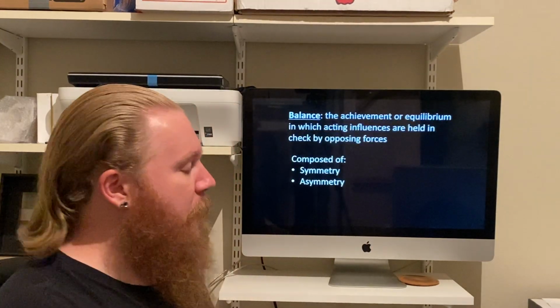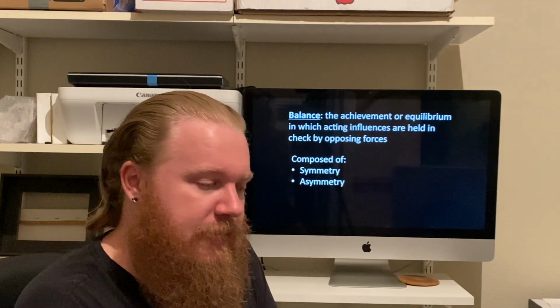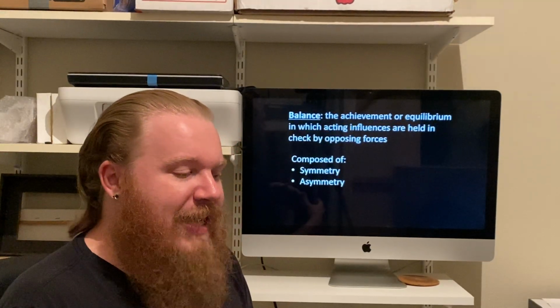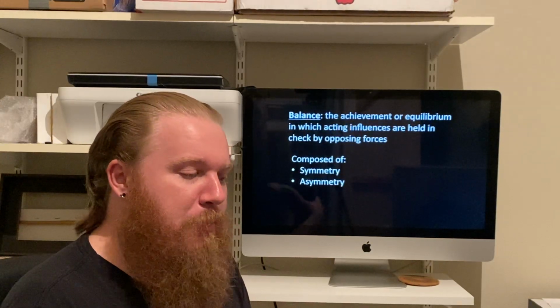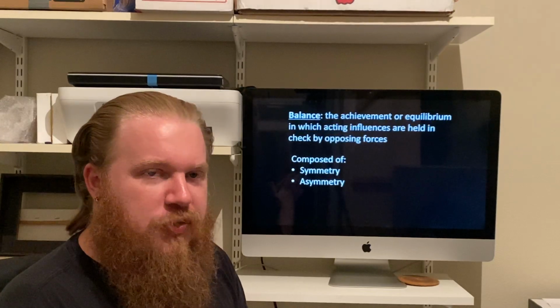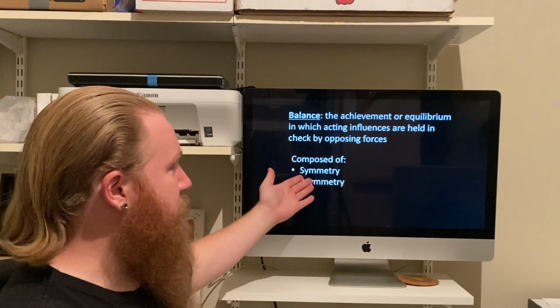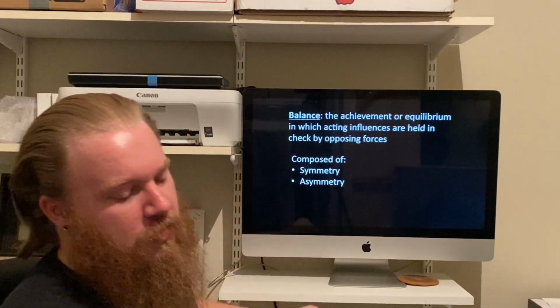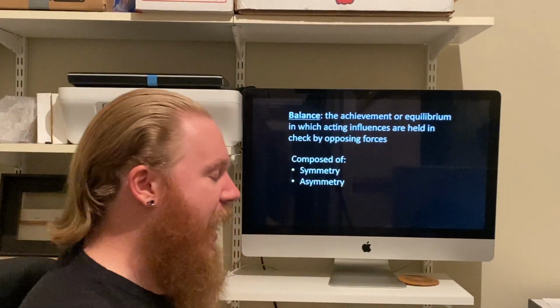Now, aside from pattern, we also have balance. This refers to the achievement of equilibrium in which acting influences are held in check by opposing forces. Balance usually plays out in one of two ways, and that would be through symmetry or asymmetry, or symmetrical balance and asymmetrical balance. So we'll see examples of that.